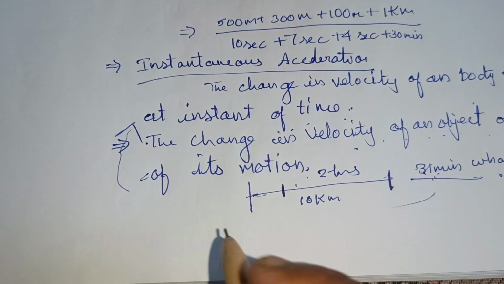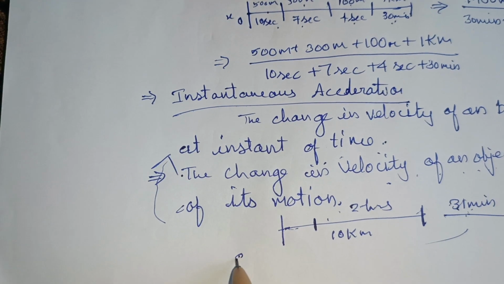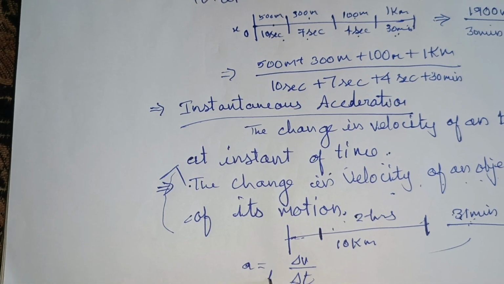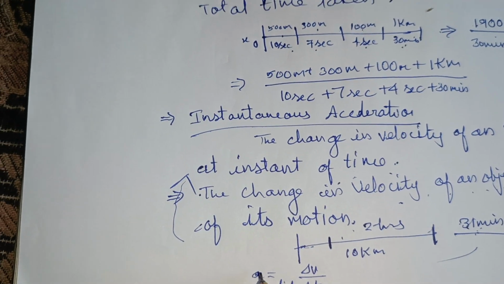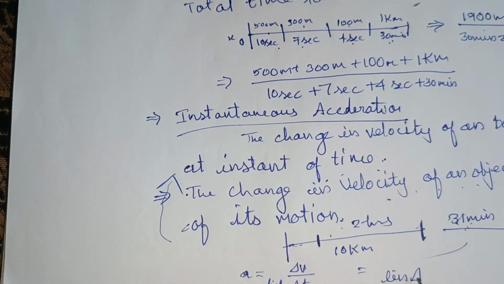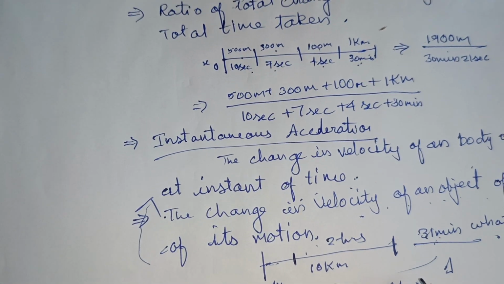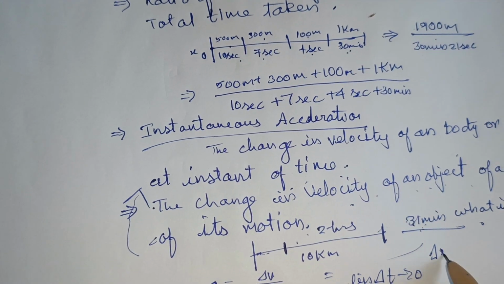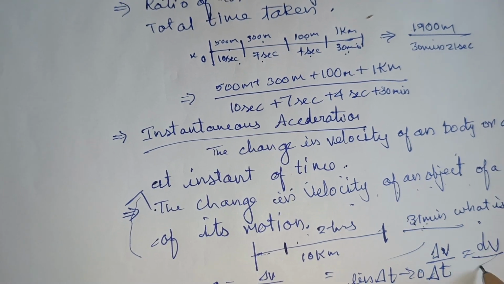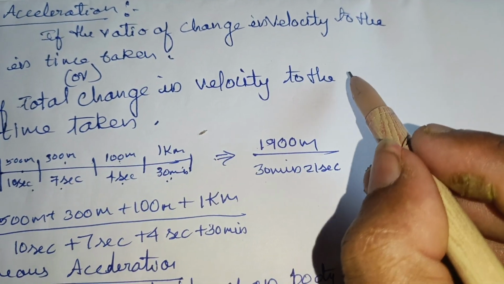That can also be represented by the equation, as we know very well, a equals delta v by delta t under the limit delta t tends to 0, where we can write the equation as delta v divided by delta t, or we can write dv by dt. Since we know very well, we can write the velocity in other ways.